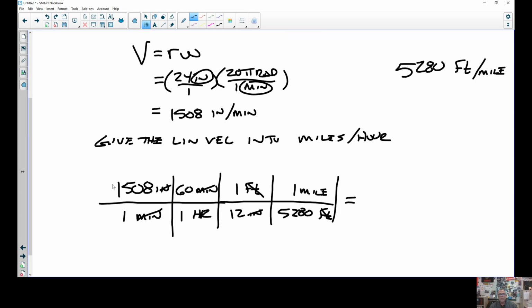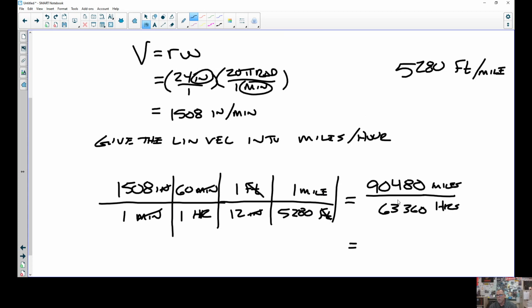So this is going to equal 1,508 times 60. 1,508 times 60, and that's 90,480. And that's in miles. And we're going to be multiplying across here. 1 times 1 times 12 times 5,280. 12 times 5,280 is 63,360, and that's going to be in hours.